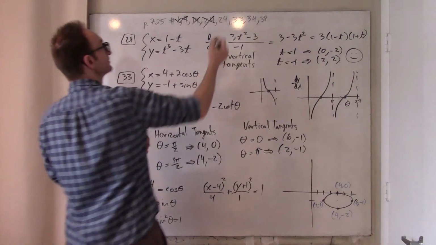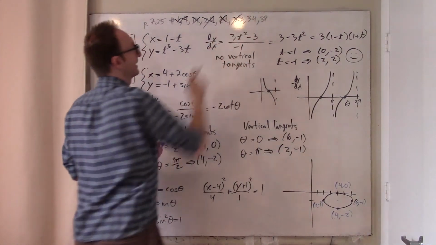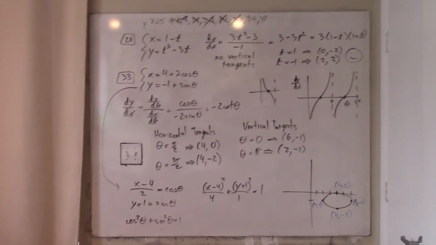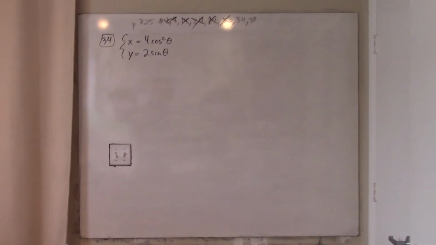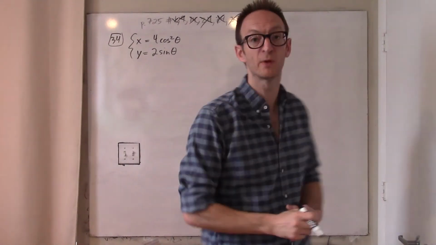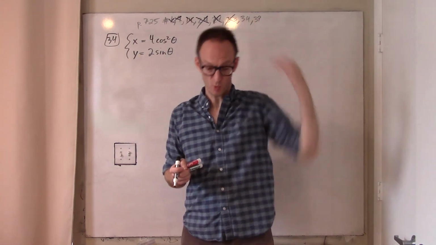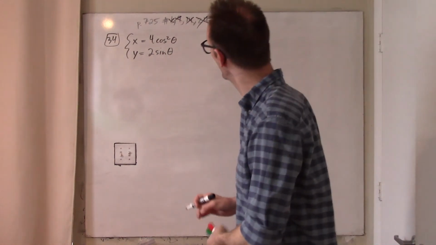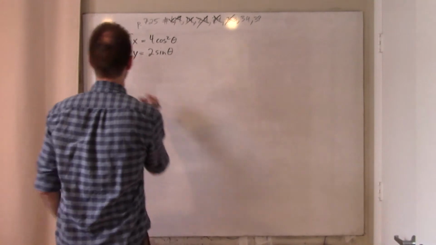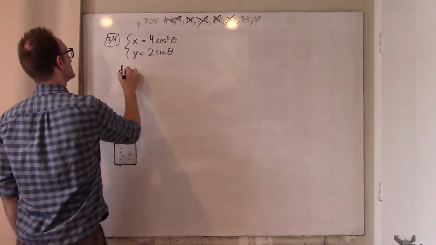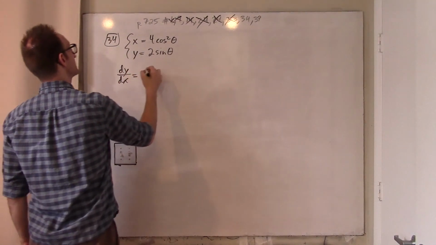Okay. Running out of time here, I have 2 more problems to do. Here we go. Yet another problem which asks you to find the places on this curve with horizontal or vertical tangent lines. Let's do it. Okay, well, step 1, just find dy/dx. What is it?